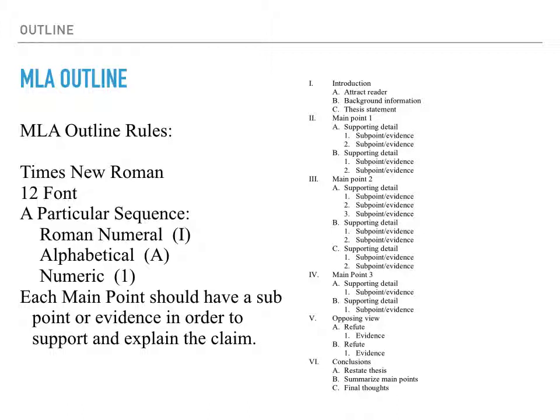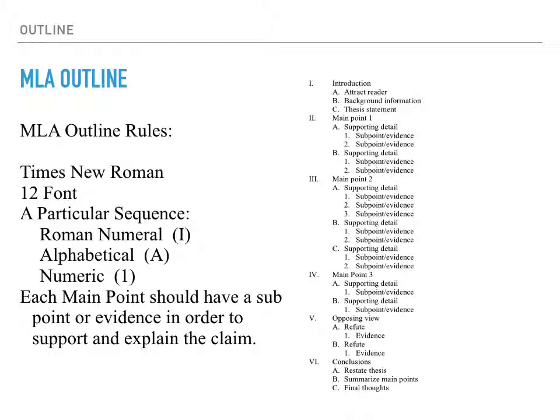So with regards to the structure of an outline, as we just saw in the last example, you all will be writing an MLA formatted outline, and so MLA has certain rules that need to be followed. First of all, MLA is always in Times New Roman, size 12 font, and it follows this very particular sequence: Roman numeral, alphabetical, numeric. So it always follows that sequence.